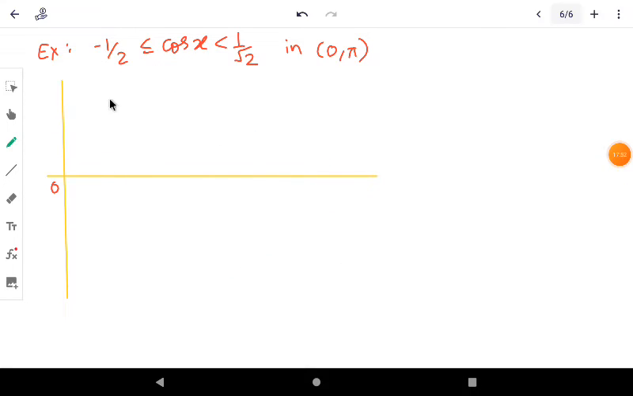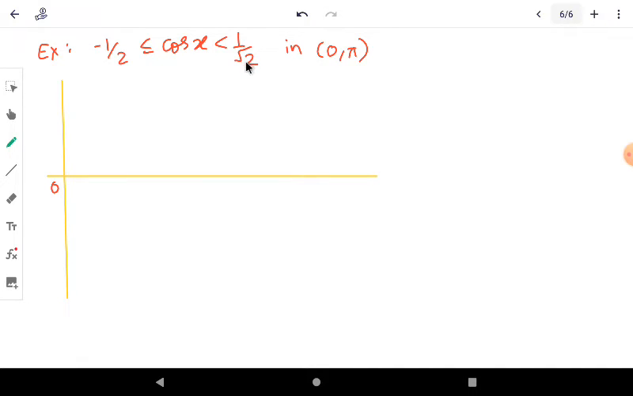Guys, let's take another example, cos x between minus half and 1 by root 2. What is the meaning of this and how can we find the solution of this in the 0 to pi interval? I have already drawn the x axis, positive x, y axis, this is the origin. Guys, it means that the graph of y equals cos x is sandwiched between minus 1 by 2 and 1 by root 2 lines.